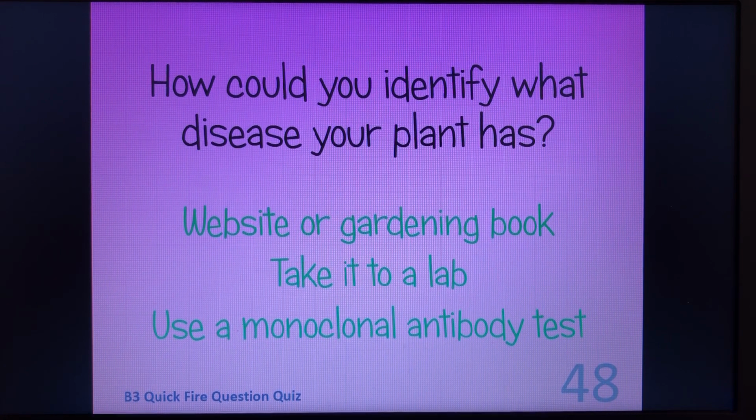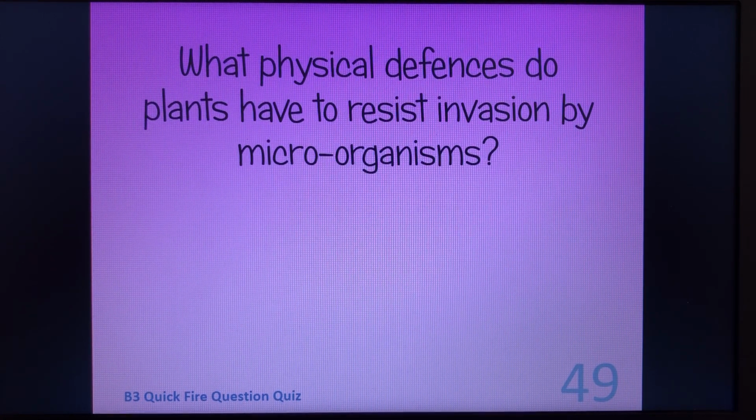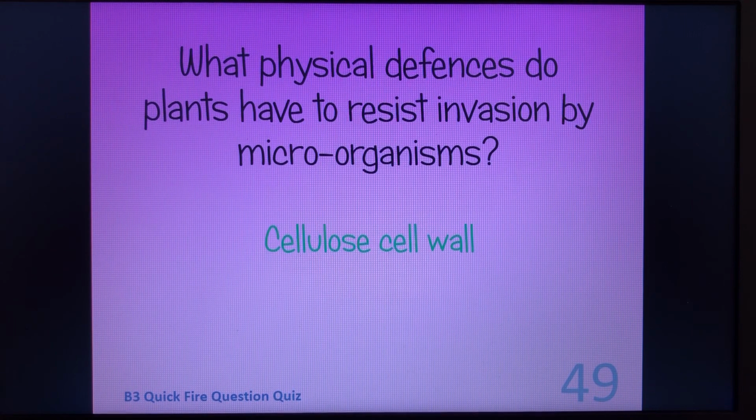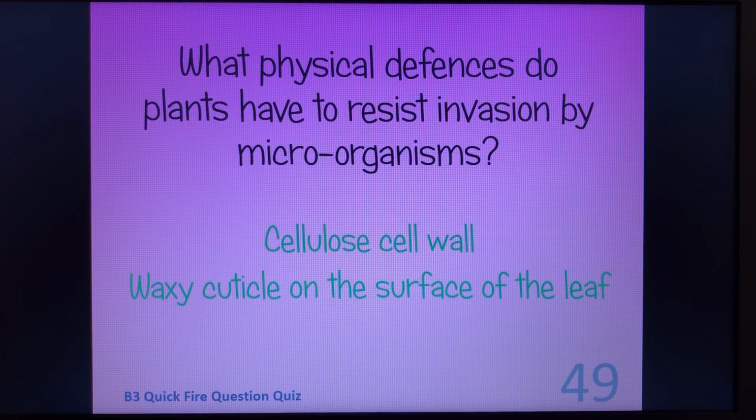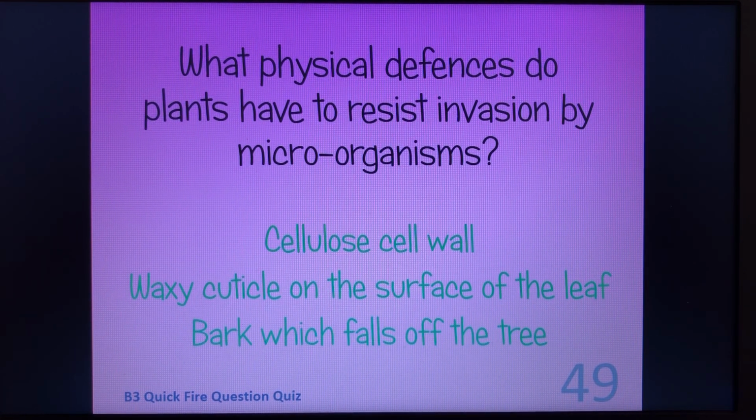Okay. Question 49. What physical defences do plants have to resist invasion by microorganisms? What physical defences, not chemical, physical, do plants have to resist invasion by microorganisms? And the answer is cellulose cell wall. Okay, so they can't get into the cell because that cell wall is tough. Waxy cuticle on the surface of the leaf. Okay, it's good for waterproofing, but also stops the pathogens getting in. And bark which falls off the tree. Okay, so if there's microorganisms on it and the bark falls off, then it removes them with it.